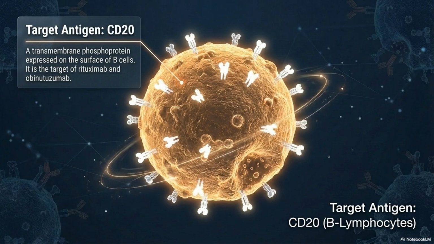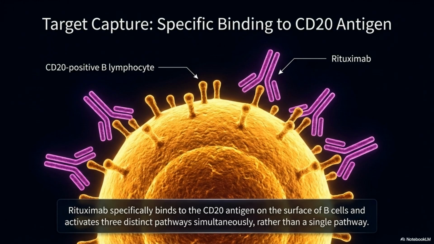To see these mechanisms in action, let's look at a concrete clinical example. Targeting CD20, a transmembrane protein heavily expressed on the surface of B lymphocytes. A premier antibody targeting this antigen is Rituximab. Rituximab binds specifically to the CD20 antigen on B cells. Instead of relying on a single pathway, it simultaneously activates 3 distinct routes to eliminate malignant B cells.